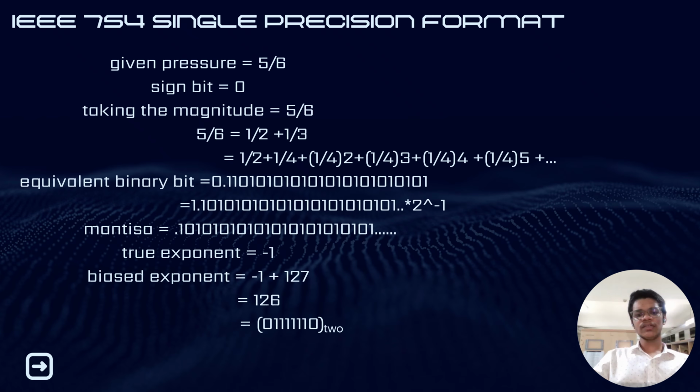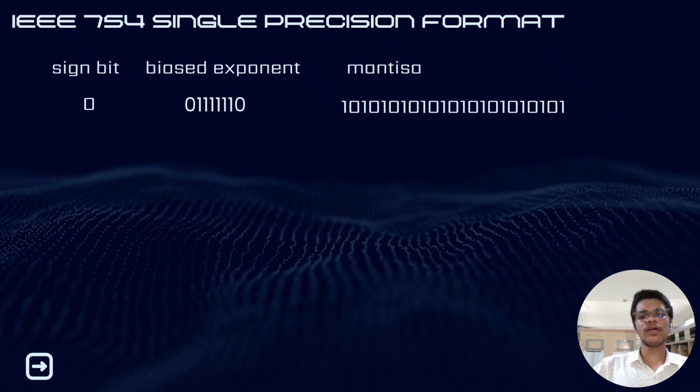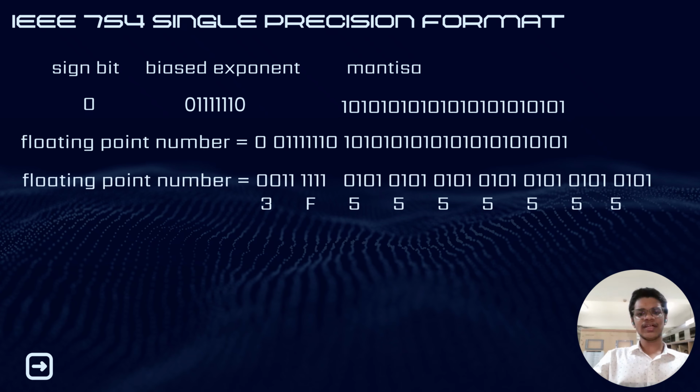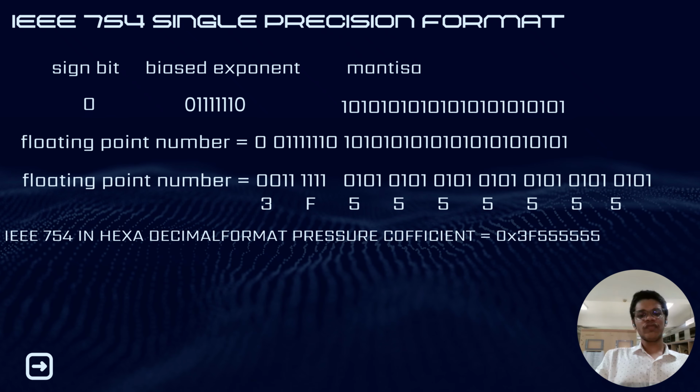01111110. In a nutshell, sign bit equals 0, biased exponent equals 01111110, mantissa equals 101010 recursively. Together we can represent the floating point number as 0011111010 recursively up to 23 bits. Since we need the number in hexadecimal format, group the bits in size of 4 and convert it into hexadecimal format. Eventually, the pressure coefficient in IEEE 754 format in hexadecimal equals 0x3F555555.